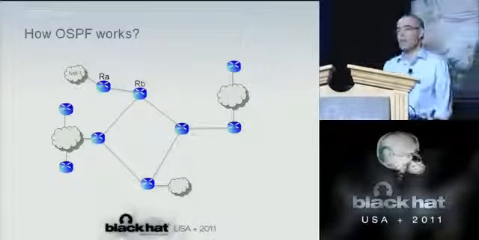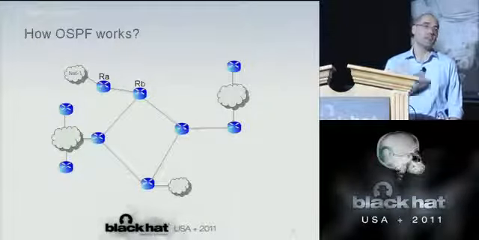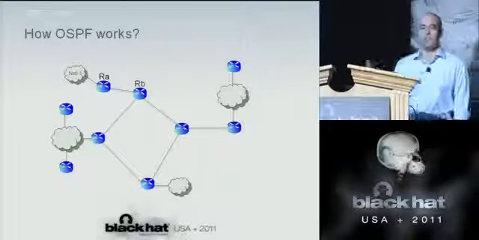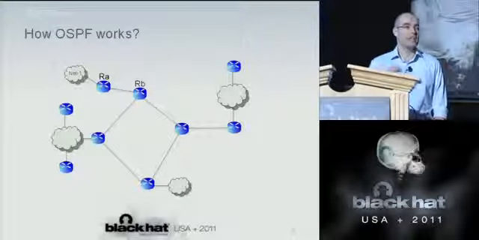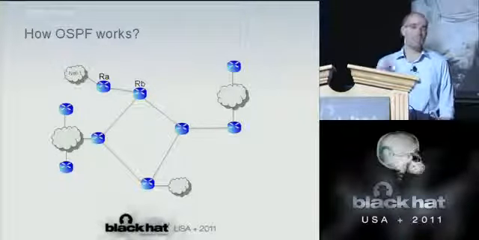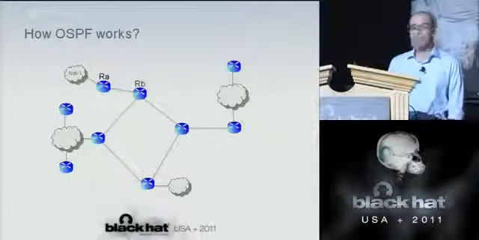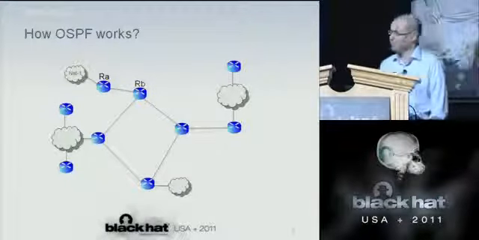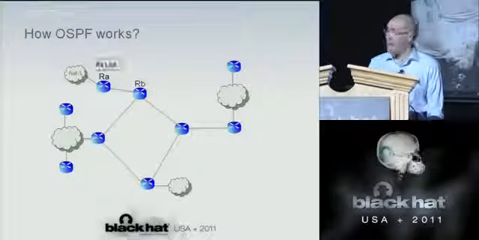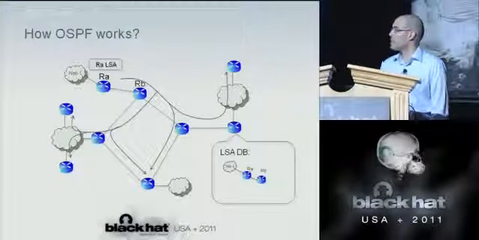Now OSPF works by having the routers periodically advertise routing advertisements, which we call link state advertisements, or LSA for short. And in each LSA, the router tells us to which other routers or networks it is directly connected. And this LSA is flooded throughout the autonomous system. So, for example, the LSA of RA is flooded throughout the network.